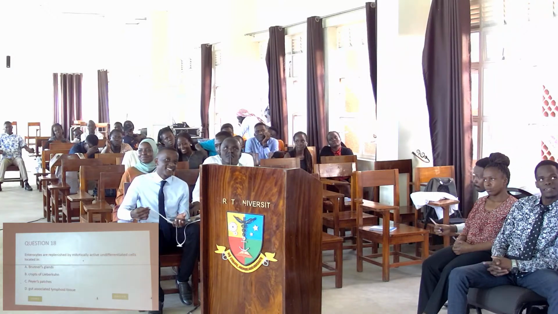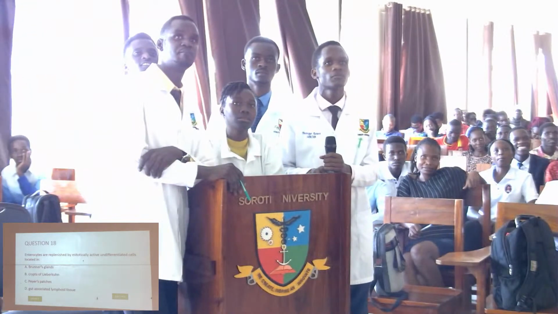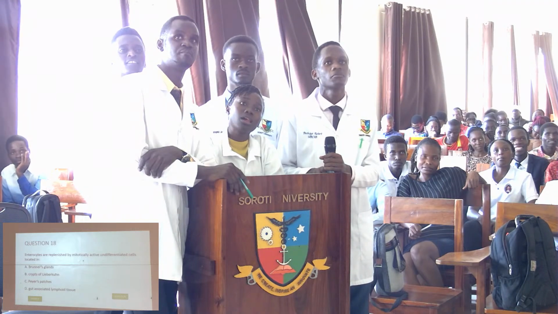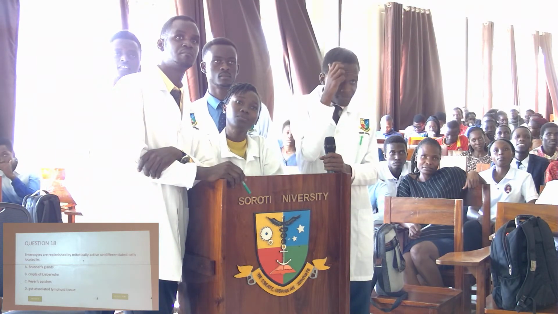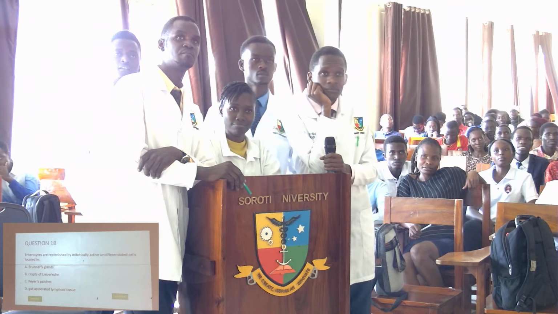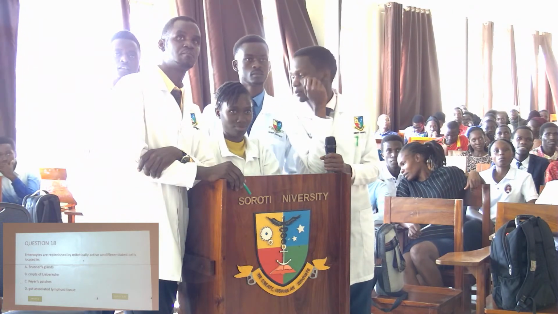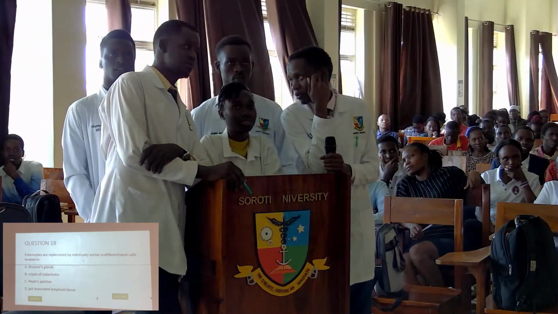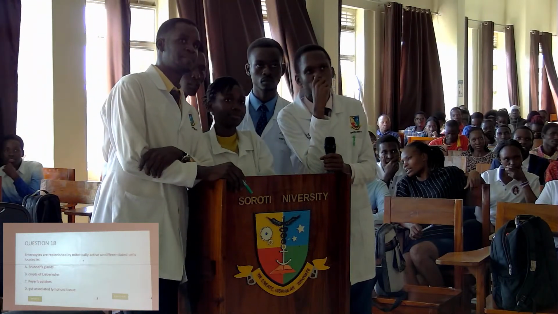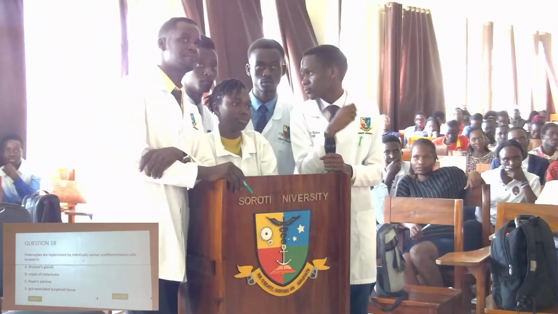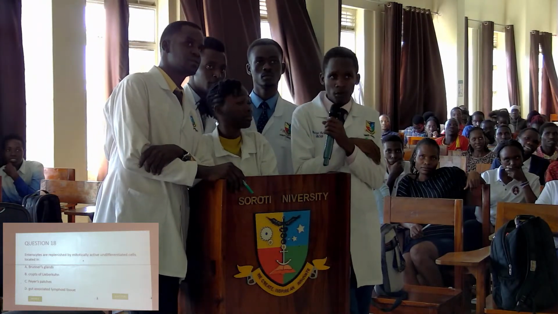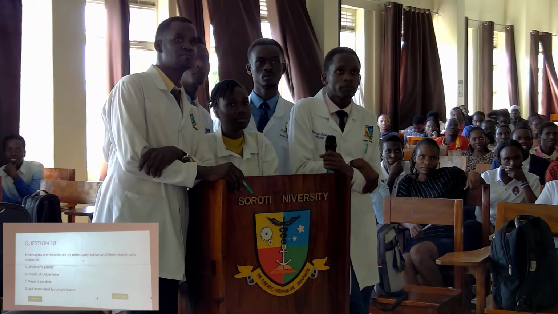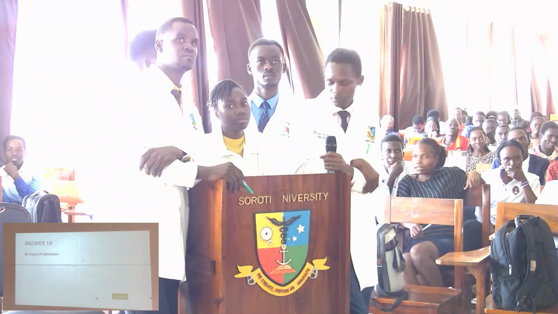Question 18. Enterocytes are replenished by mitotically active undifferentiated cells located in A. Brunner's glands, B. Crypts of Lieberkühn, C. Peyer's patches, D. Gut-associated lymphoid tissue. B for boy. Correct.